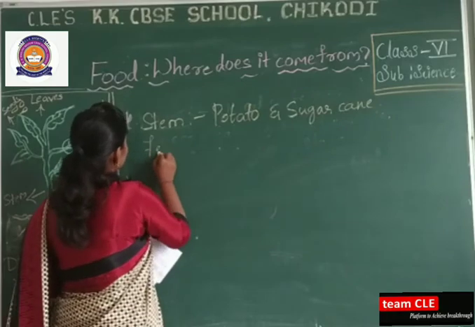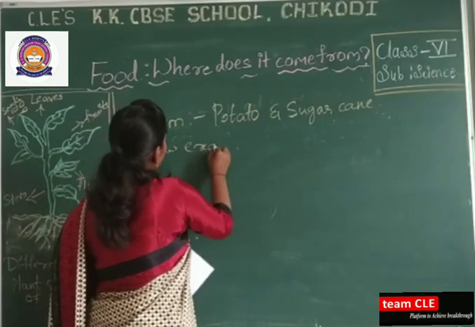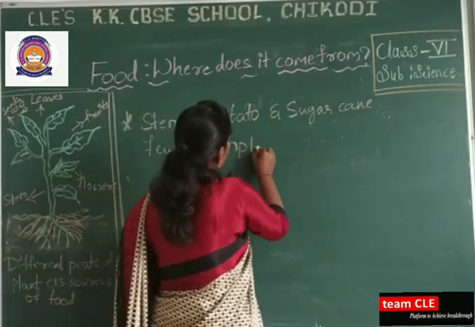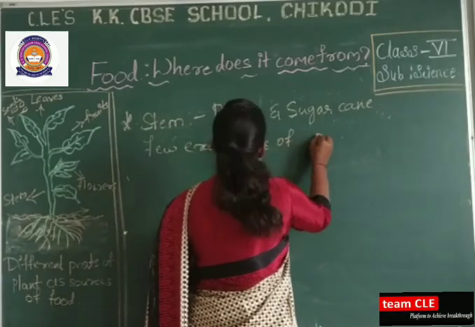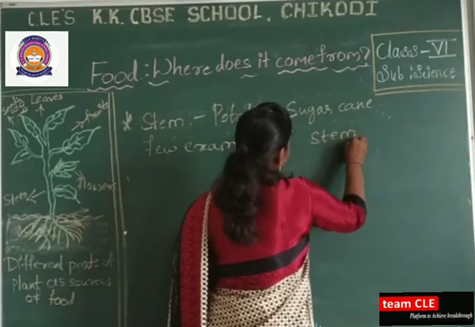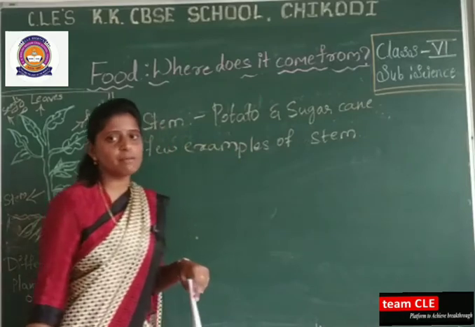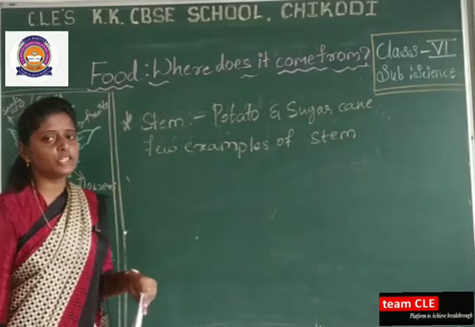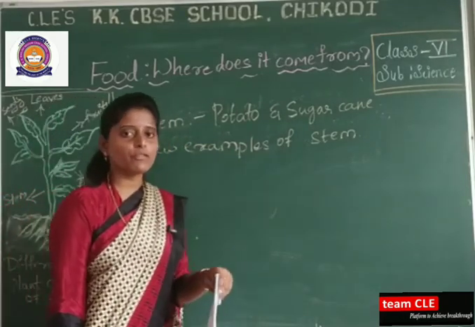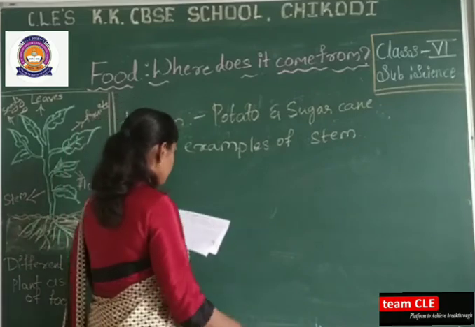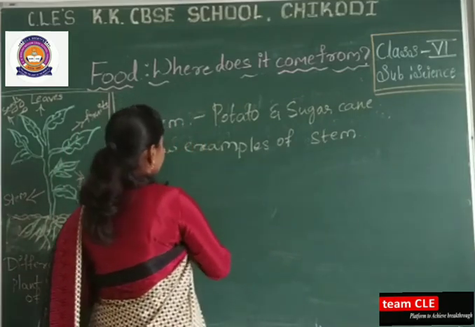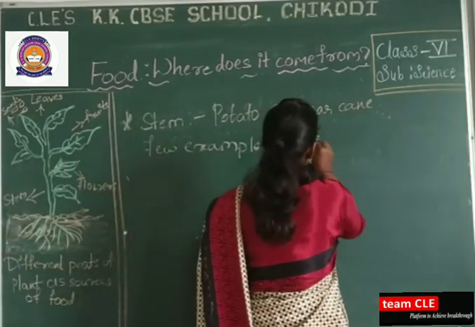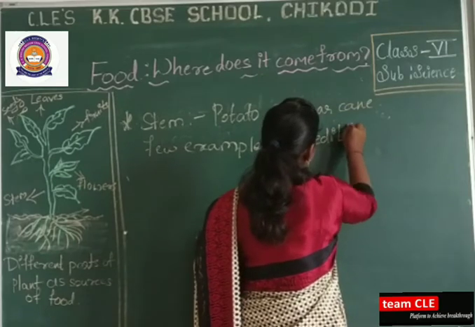These are the few examples of what here? These are the few examples of stem. Can you give an example for stem? Yes, potato and sugarcane are the examples of a stem here. So these are the edible stem.